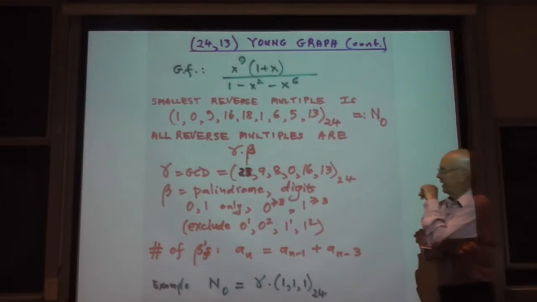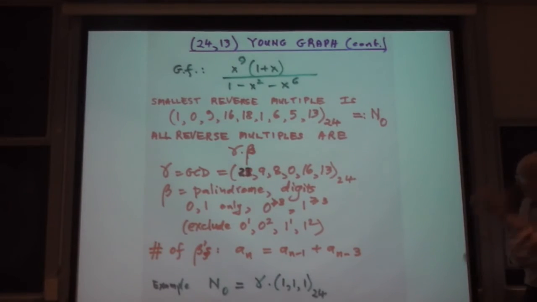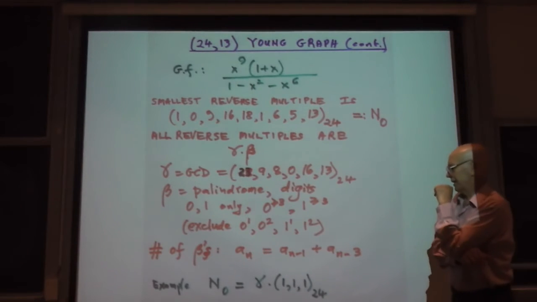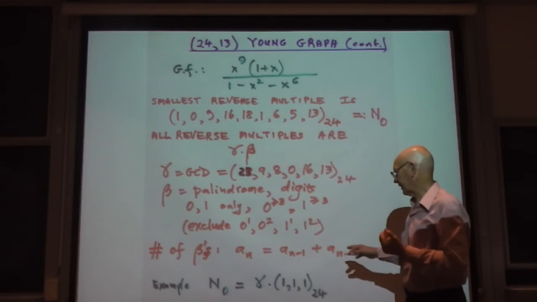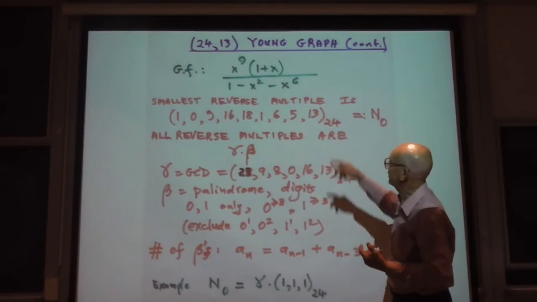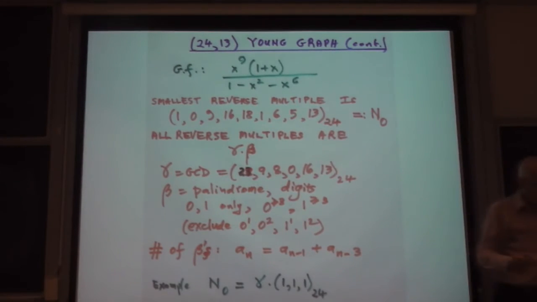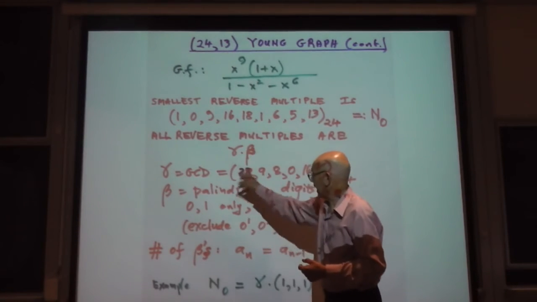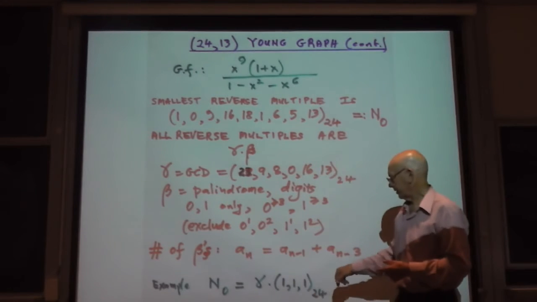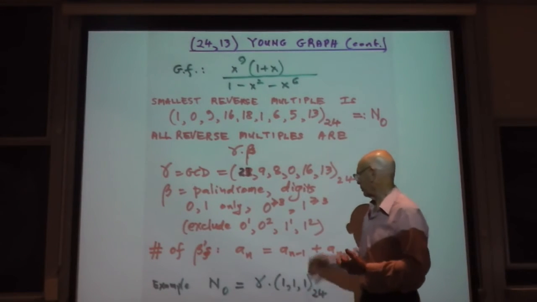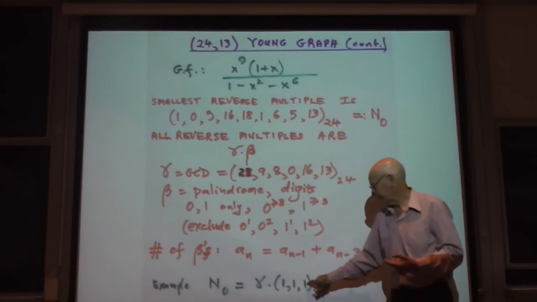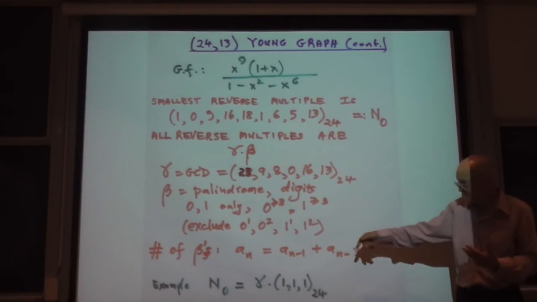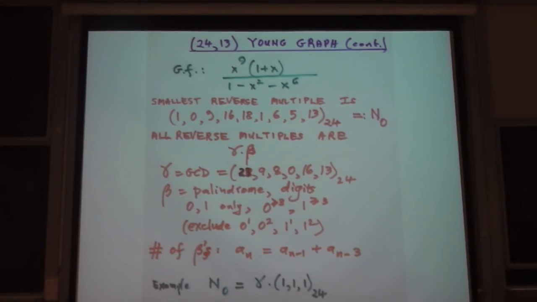are gamma times beta. Beta is, again, binary, palindromic. Every run of zeros and ones must have length at least 3. And you can easily count how many there are and check that it agrees with the generating function. As an example, the smallest reverse multiple is gamma times 111. So 111 satisfies the rules. It's got a run of length 3 of ones. So it's legal, it's palindromic, so we get a solution.